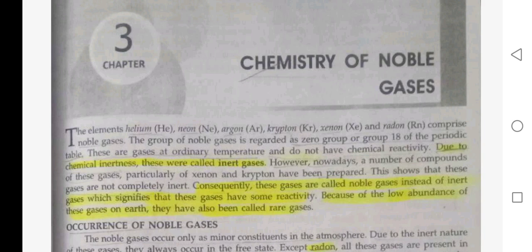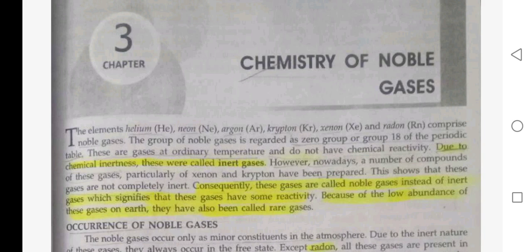These are gases at ordinary temperature and do not have chemical reactivity. Due to chemical inertness, these were called inert gases. However, nowadays, a number of compounds of these gases, particularly of xenon and krypton, have been prepared. This shows that these gases are not completely inert.